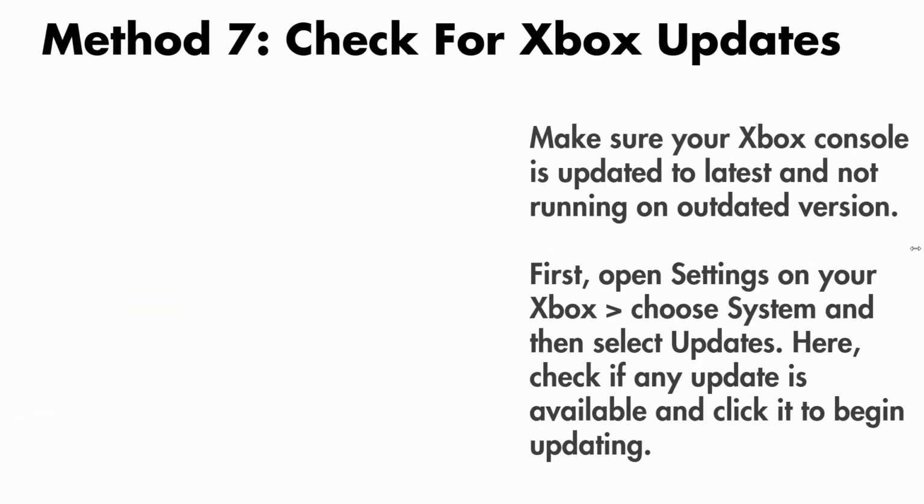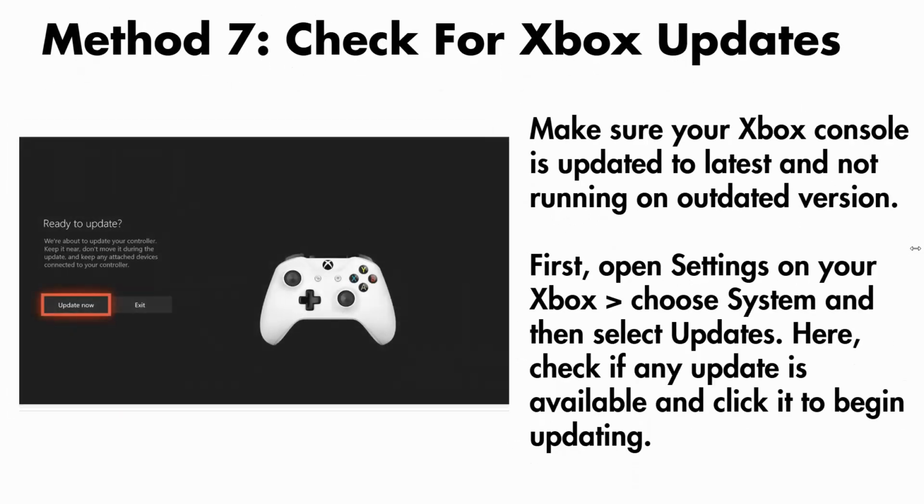Next is to check for Xbox updates. Make sure your Xbox console is updated to latest and not running on outdated version. First, open settings on your Xbox, select system and then select updates. Here check if any update is available and click on it to begin the updating process.